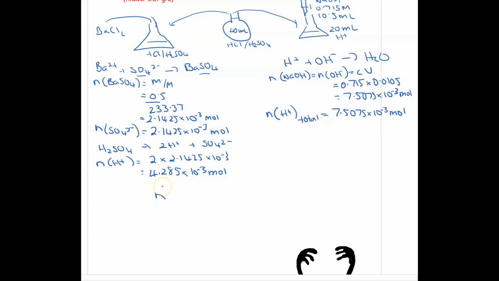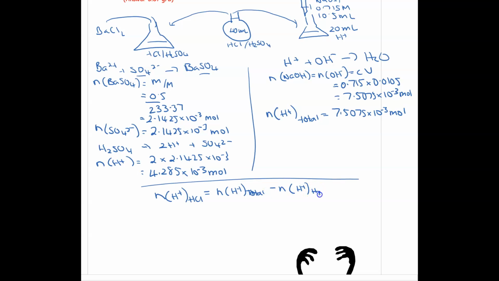So the number of moles of hydrogen ions from hydrochloric will equal the number of moles of hydrogen ions, the total, minus the number of moles of hydrogen ions from sulfuric, which is equal to 7.5075 by 10 to the negative 3 minus 4.285 by 10 to the negative 3, which is equal to 3.222459078 by 10 to the negative 3 moles.